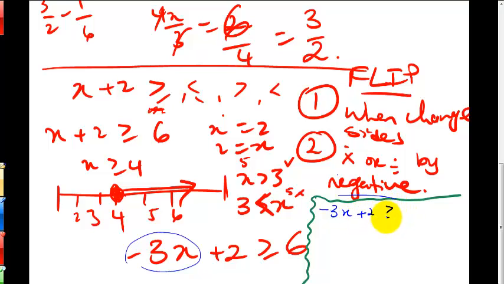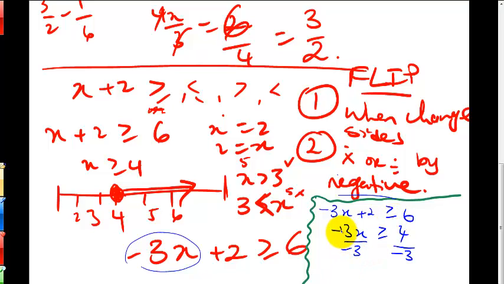So if I've got -3x plus 2 is greater than or equal to 6, what do I get rid of first? The 2. Do I change the sign? No, because I've only taken away. It wasn't a times or divide by a negative. So that becomes 4, still greater than or equal to. How do I get rid of this -3? I divide.